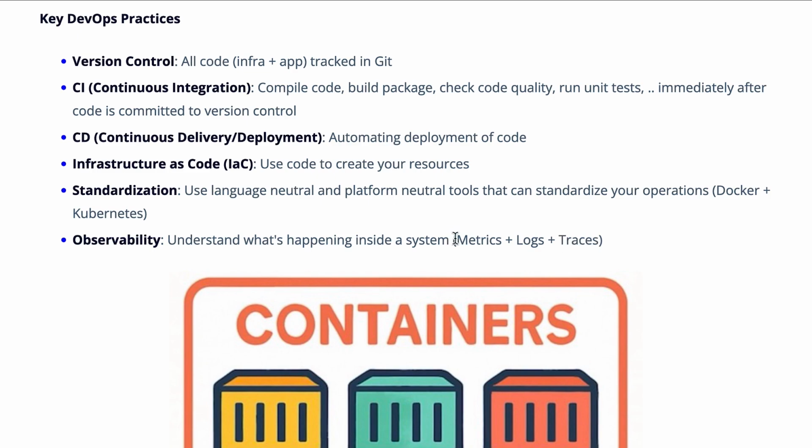As a combination of these three, metrics, logs, and traces, these help you get insights into what happens inside a system. Metrics, logs, and traces are called the three pillars of observability. So getting information about what's happening in the system and using that to generate intelligence is what observability focuses on.